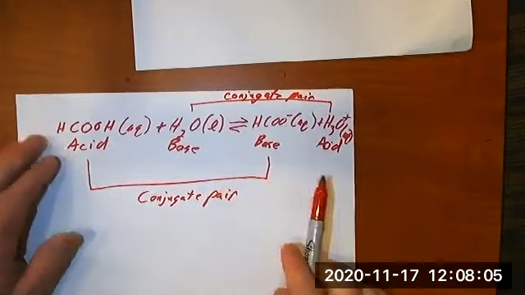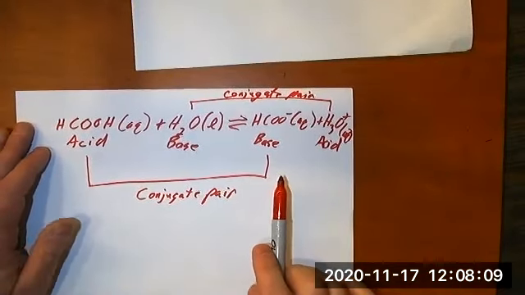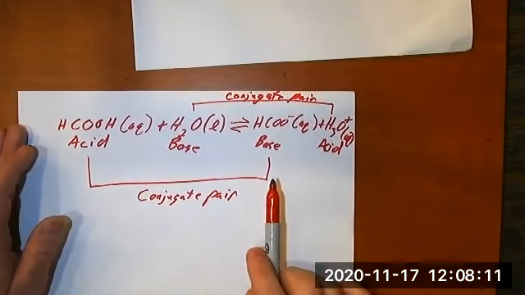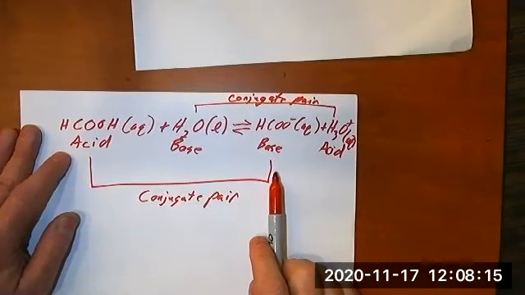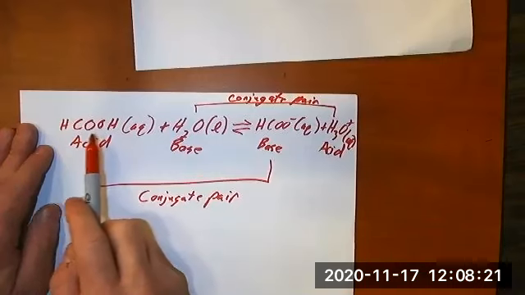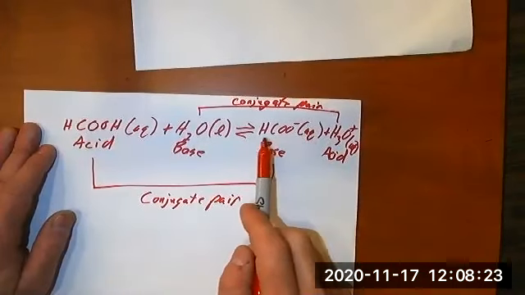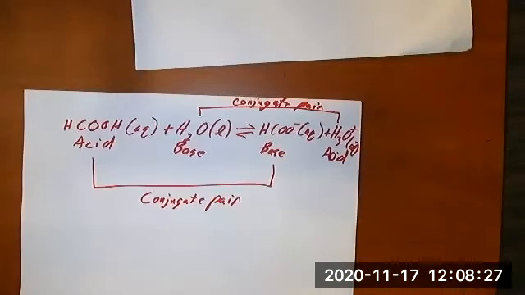So this is important to be able to identify because when we are trying to make a buffer, we need to have an acid and its conjugate base. So in this, if we decided to make a formate based buffer, we would use formic acid and a roughly equal amount of the formate ion that we would get into solution by something like sodium formate, potassium formate, something like that.